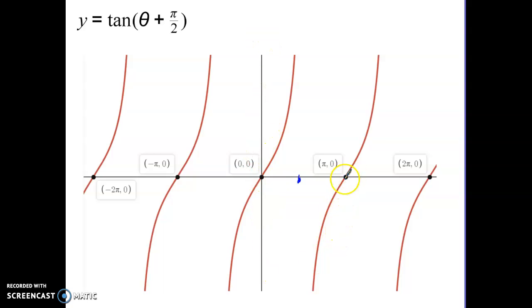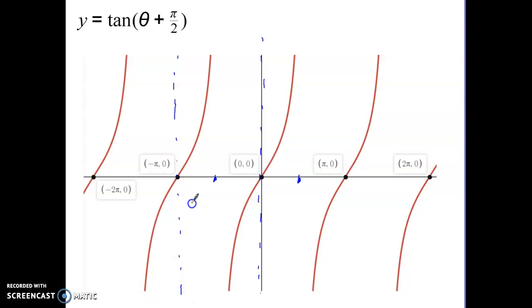So this point moved pi over 2 units to the left. This asymptote that was right here is also going to move pi over 2 units to the left, and it's going to be right here. Okay, now let's move this point. So this point that was on 0 is going to move pi over 2 units to the left. And then the asymptote that was right here at negative pi over 2 is also going to move pi over 2 units to the left. And I'm just going to keep doing that.